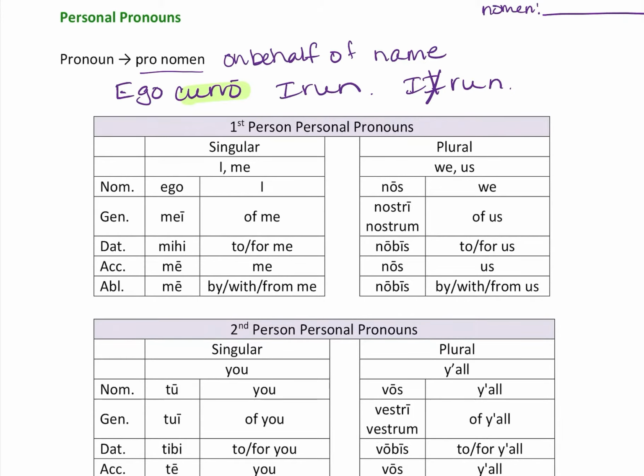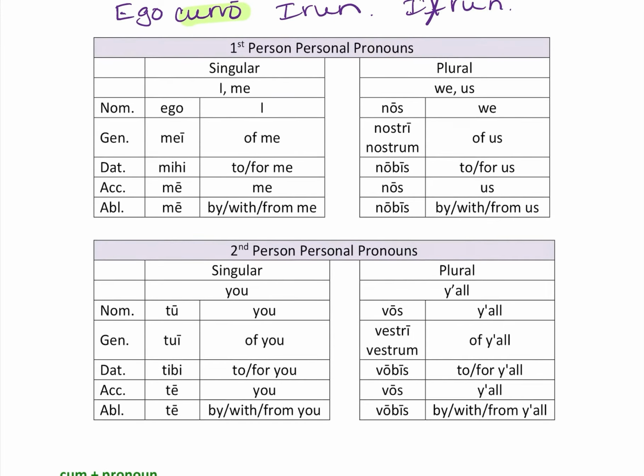So first and second personal pronouns have case and number. They do not have gender. And that's true of both English and Latin, which is great because that means you only have to memorize one set for singular, one set for plural. You don't have to memorize the separate masculine, feminine, and neuter forms.